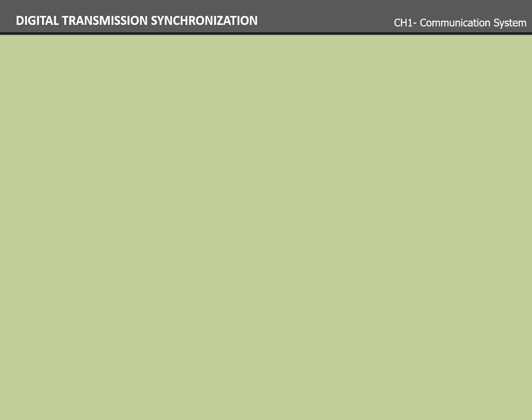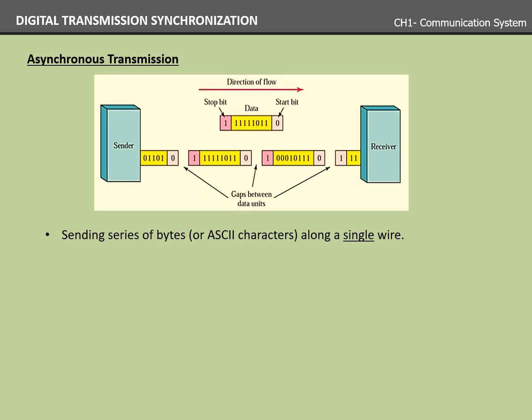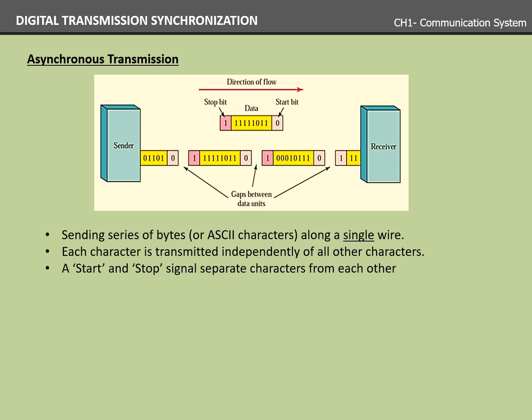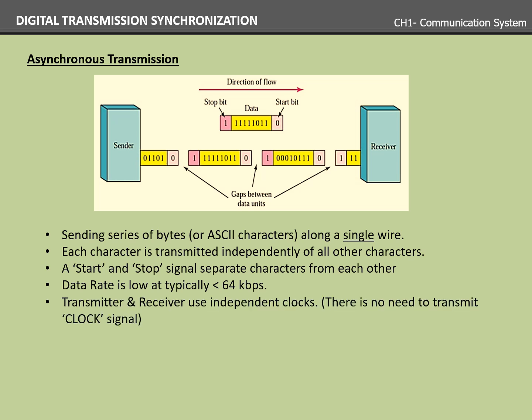Now, we talk about data transmission synchronization. For data transmission, we either apply asynchronous transmission or synchronous transmission. For asynchronous transmission, the data are sent by series of bytes along a single wire. Each character is transmitted independently. It uses start bit and stop bit to separate the characters. Its data rate is usually less than 64K bits per second. The transmitter and receiver circuits use independent clocks.